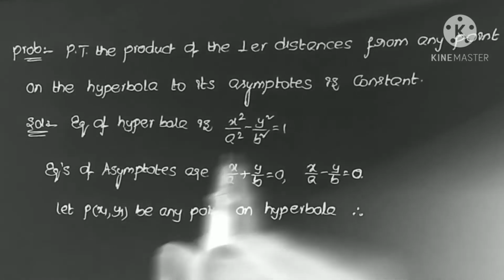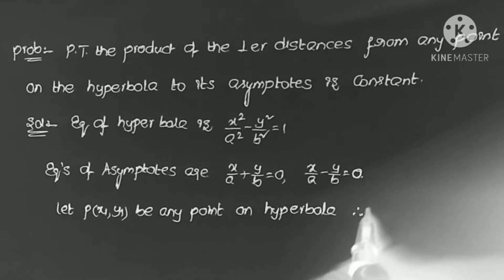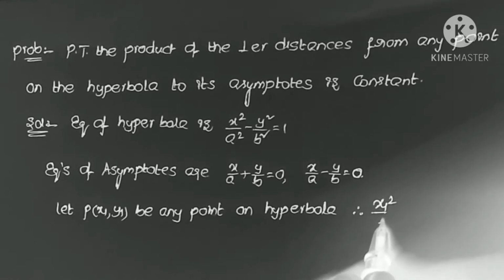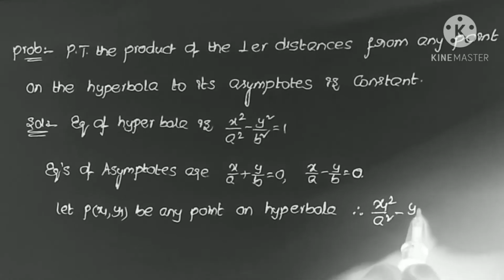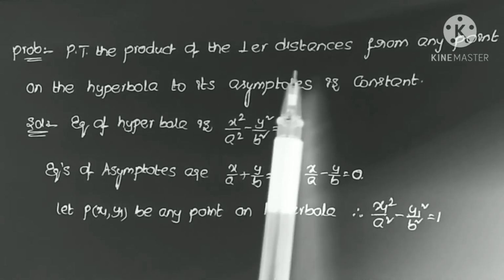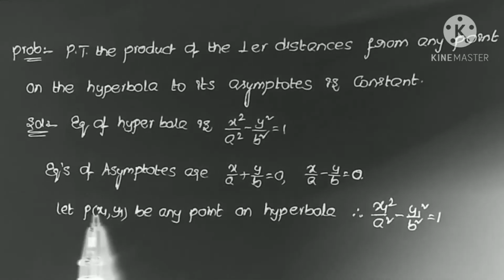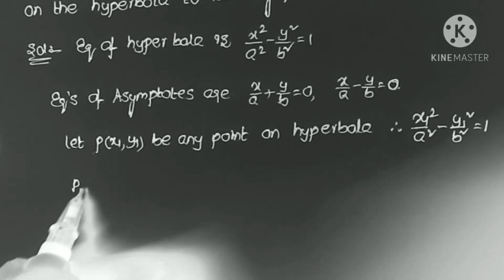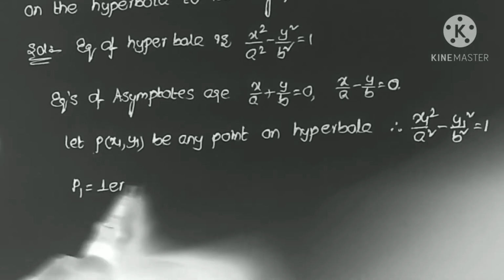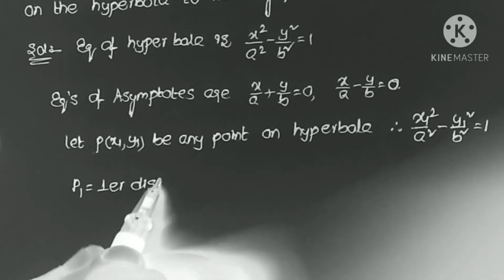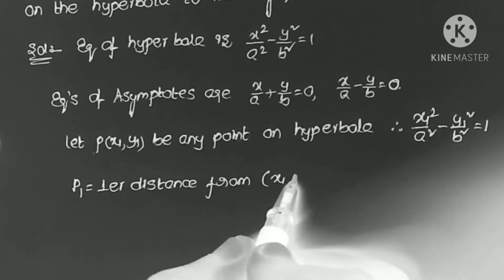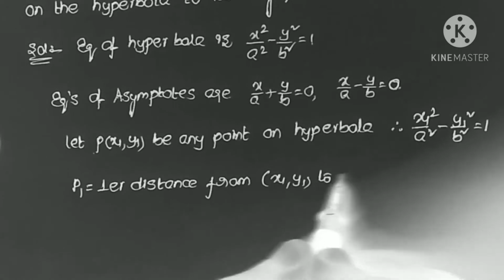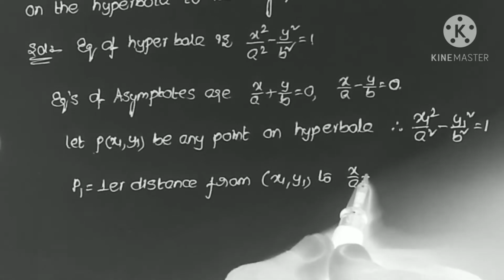Since it is a point on the hyperbola, the point satisfies the equation, that is x1 square by a square minus y1 square by b square is equal to 1. Next we take the perpendicular distances from (x1, y1) to the first equation and from (x1, y1) to the second equation. P1 is equal to the perpendicular distance from (x1, y1) to the first equation, from (x1, y1) to x by a plus y by b equals 0.